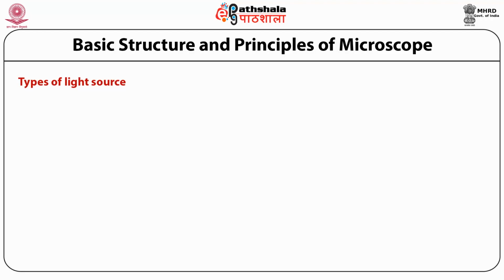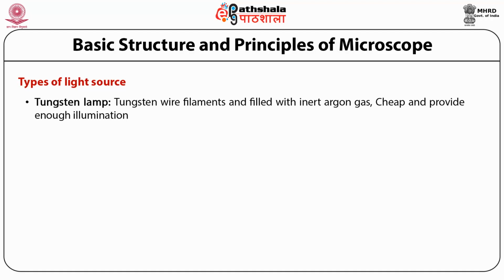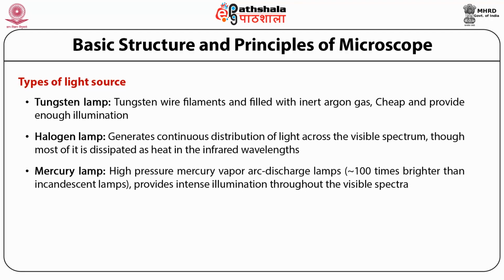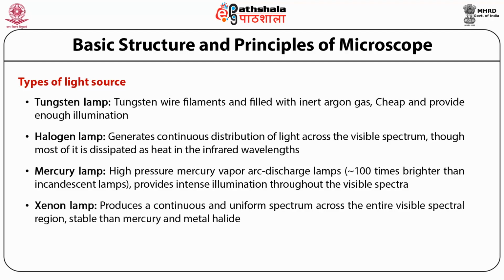What are the sources through which the illumination can be done? They are tungsten lamps, then you have halogen lamps, mercury lamps, xenon lamps. Nowadays metal halides and LEDs are the two most famous ones that are used for fluorescence based imaging approaches. So in all of these cases we generate a white light, and that white light is generated when we have a wire.